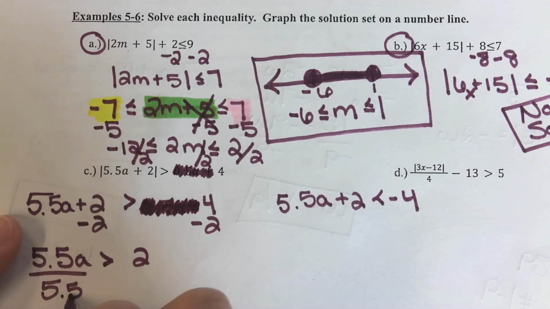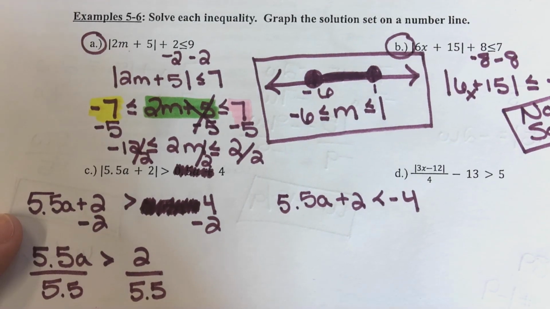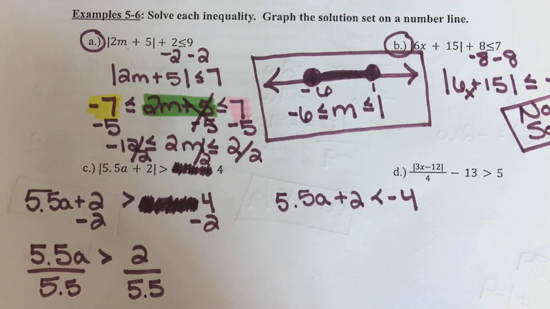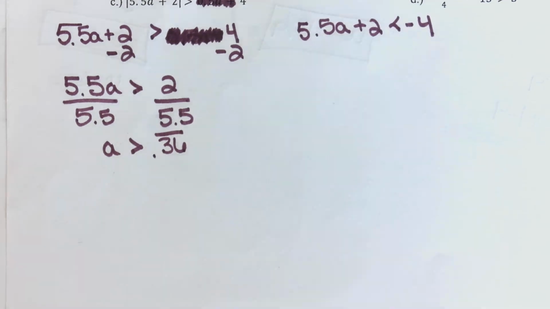Yeah, divide by 5.5. 5.5 is a positive number, so I don't have to worry about flipping any signs. And then when you divide, you get 0.36, and that 36 repeats and repeats. So this is the answer you get from that side. Let's go over to the other part.